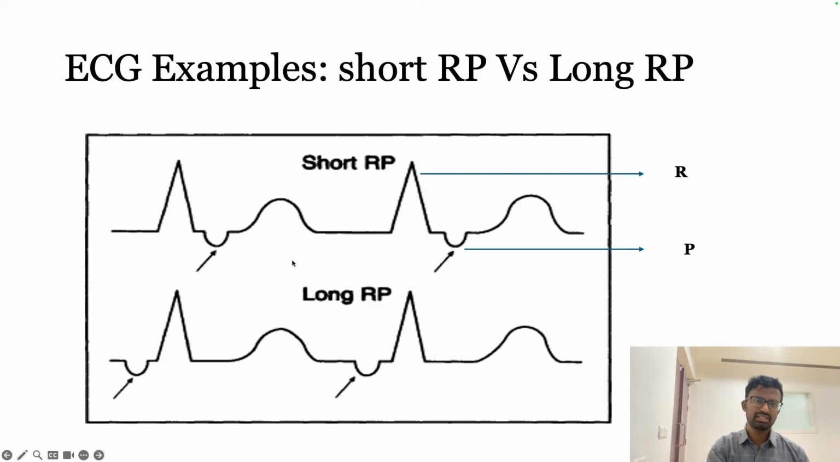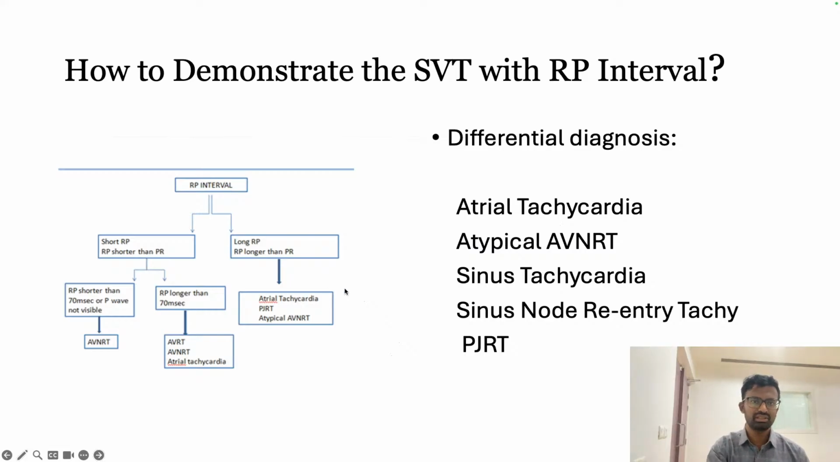There is a cycle length, that means milliseconds will be there. An R to P interval of less than 70 milliseconds is short RP tachycardia, and more than 70 milliseconds is long RP tachycardia. So this is how to demonstrate SVT with the RP interval. Less than 70 milliseconds is short RP tachycardia, mostly AVNRT. Sometimes we cannot see the P waves, as they are buried within the QRS complex. That's AVNRT.